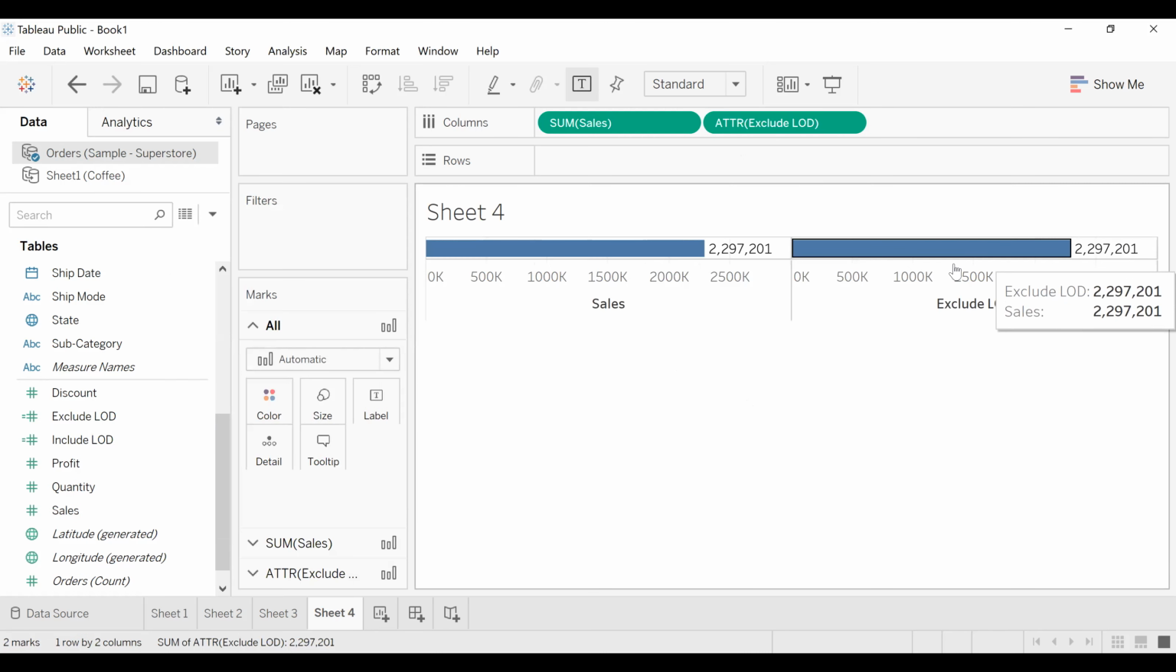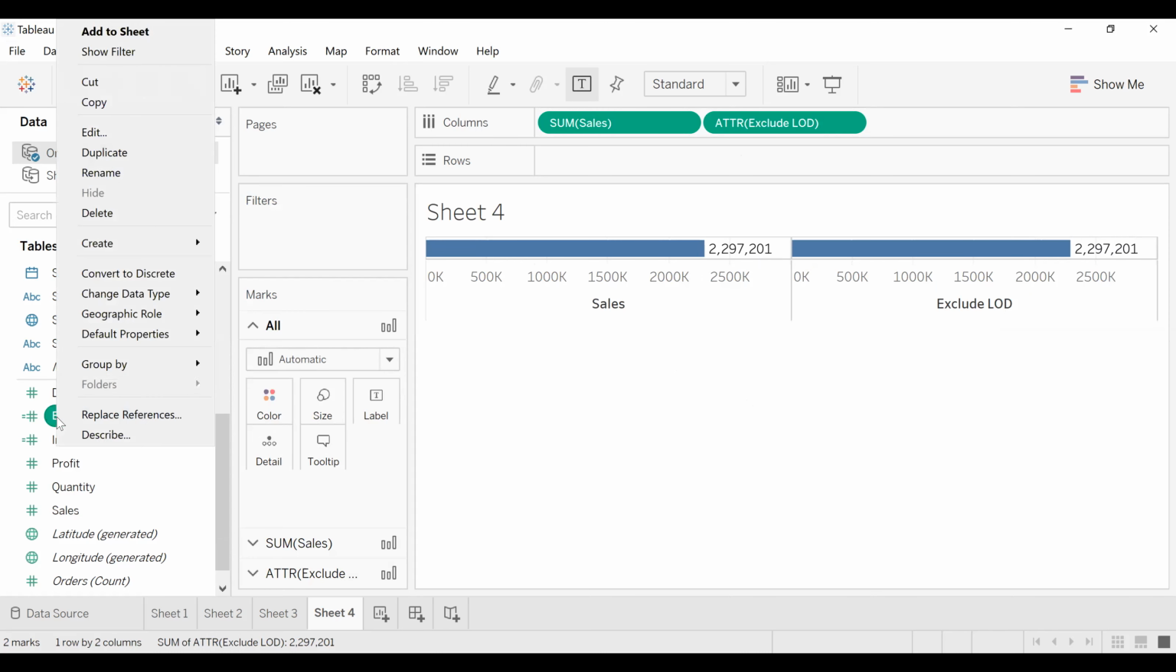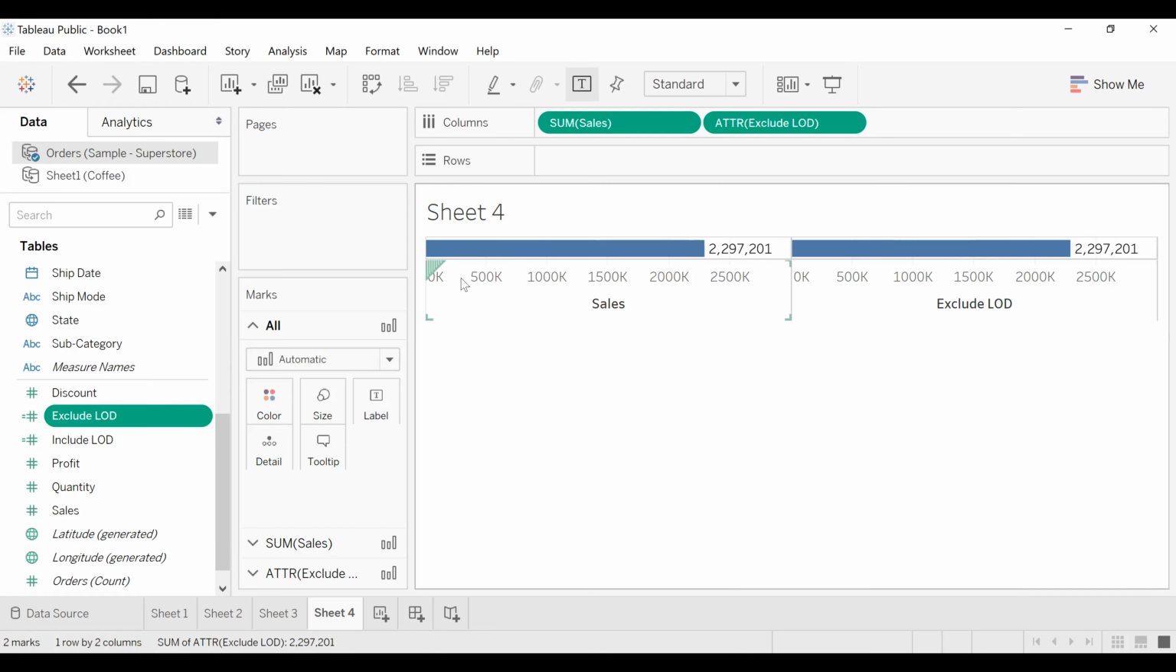So you will see both are the same. Why is it the same? Why did it not change? I have added the excluded region here, but it did not change. If you learn the definition, exclude LOD is view level minus the dimension which I specify in my expression in my calculated field. What I have specified here is region, so it will subtract the region from the view level, but there is nothing.